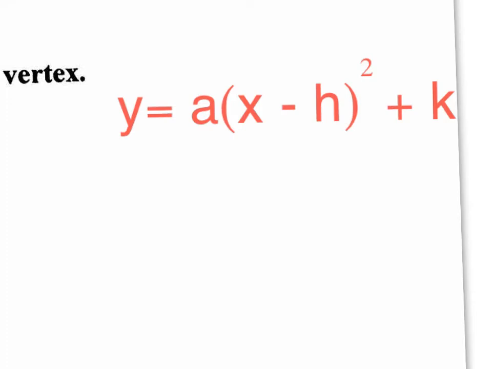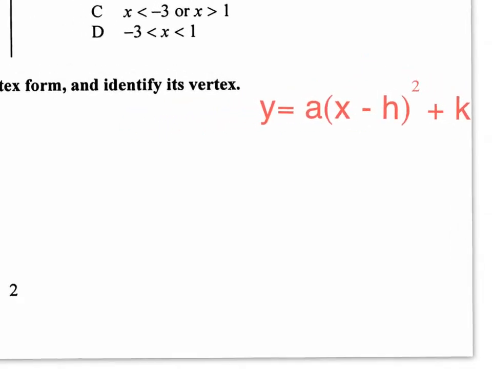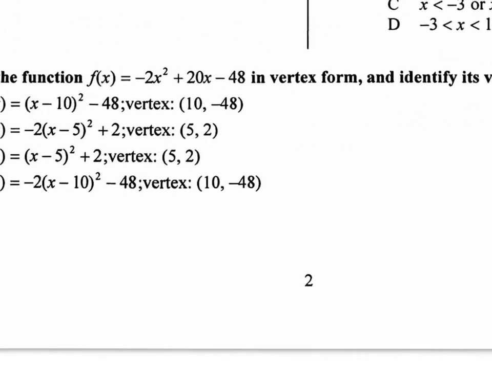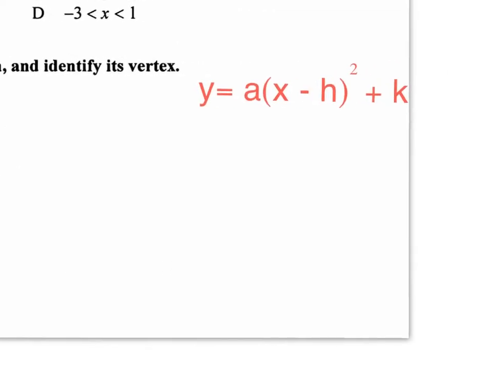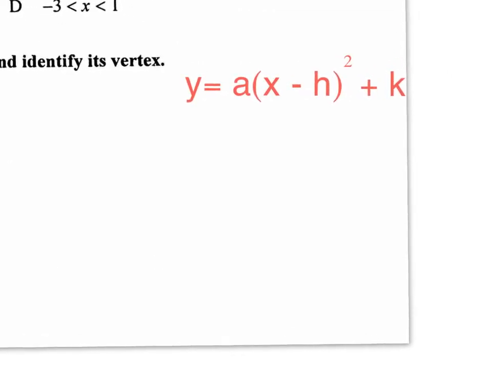Now we already know the a value tells us if it's opening up or down, if it's vertically stretched or compressed. The h value tells us if it's translated left or right. The k value tells us if it's translated up or down. However, the problem is it's not in vertex form, it's in standard form. Now the vertex form equation, why do they call it vertex form? Because your vertex is the coordinate h comma k. Okay, your vertex is h, k.